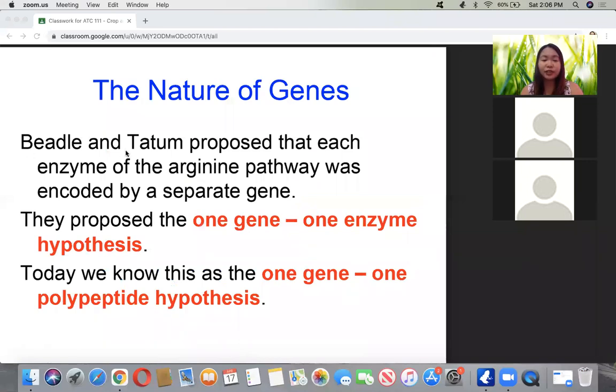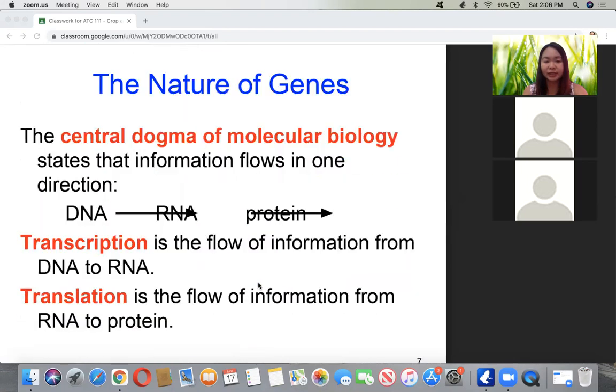Then Beadle and Tatum proposed that each enzyme of the arginine pathway was encoded by a separate gene. So there was already evidence that different genes are involved in each enzyme, and therefore the one gene, one enzyme hypothesis, which today we know as the one gene, one polypeptide hypothesis.